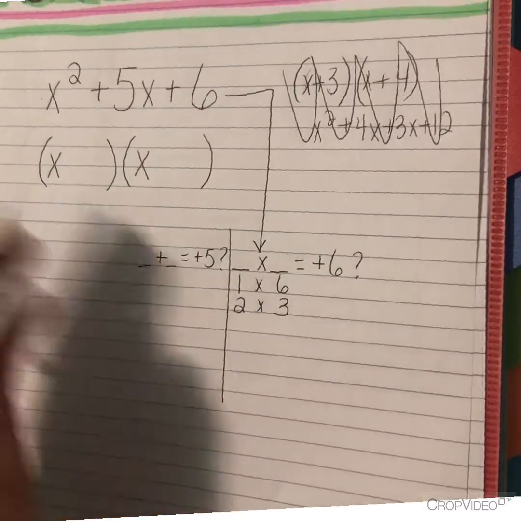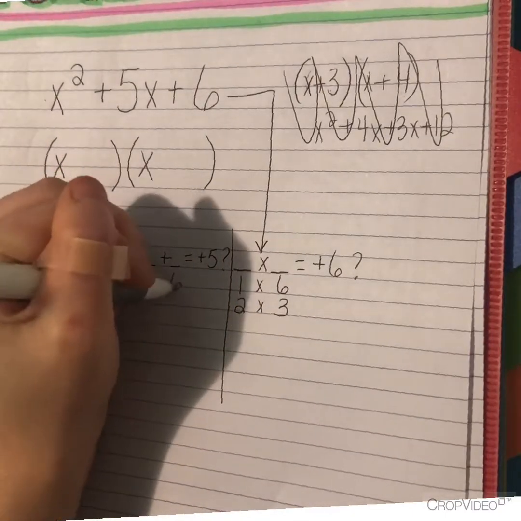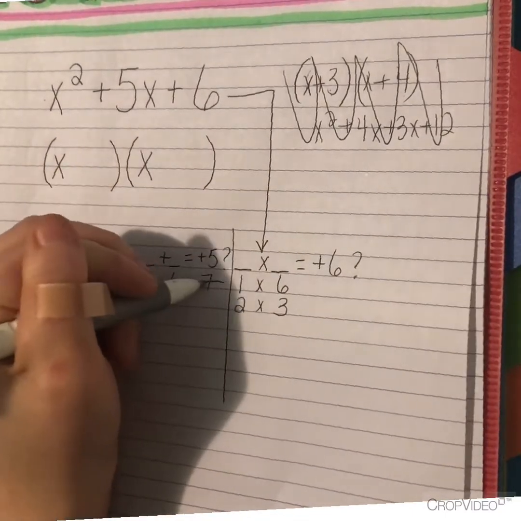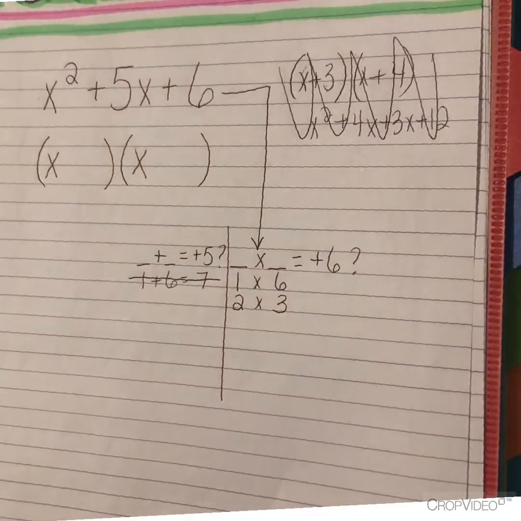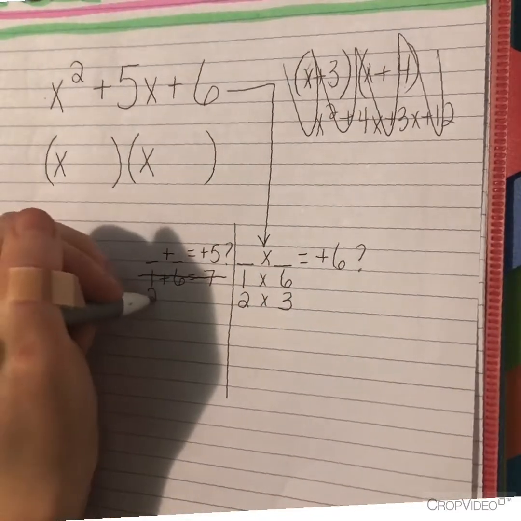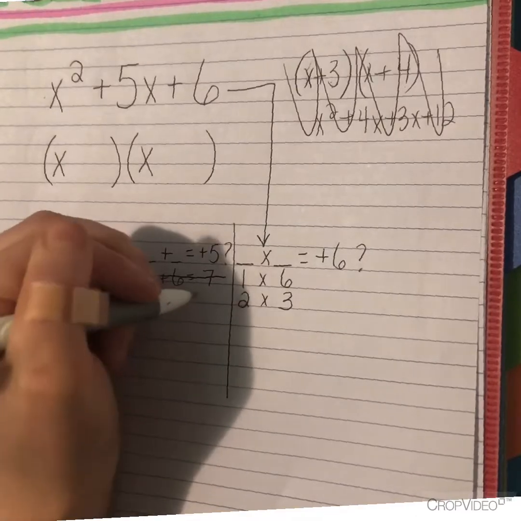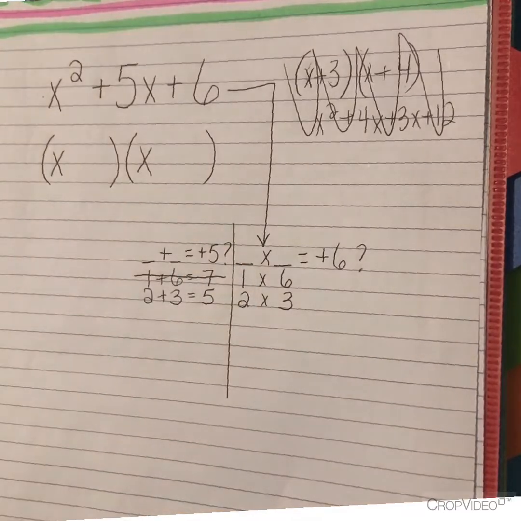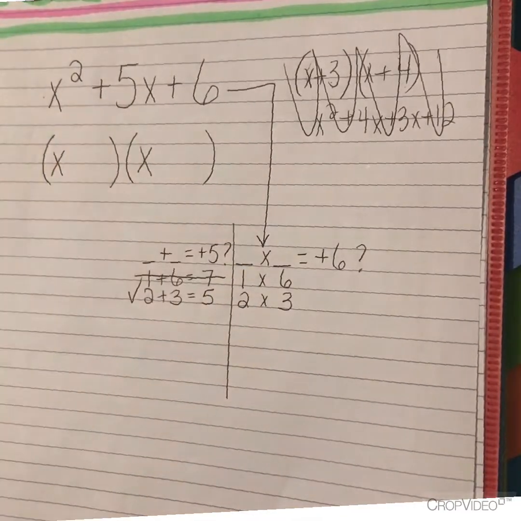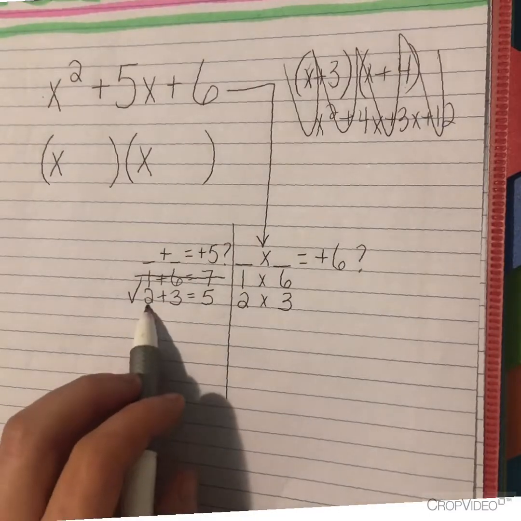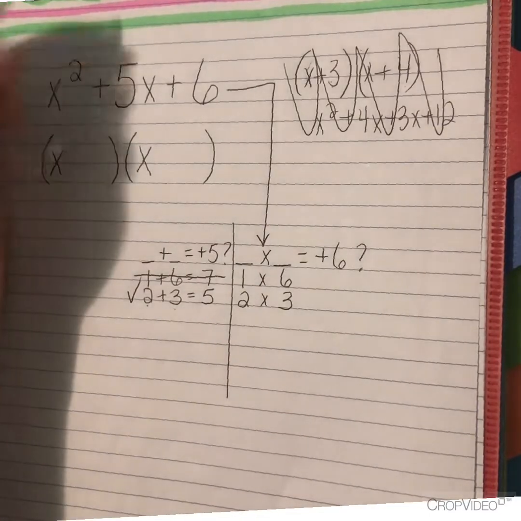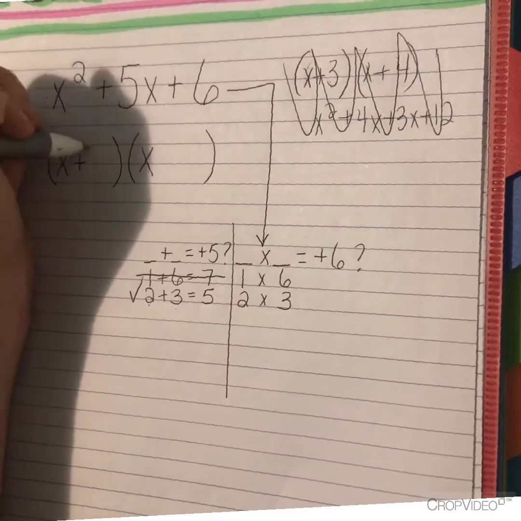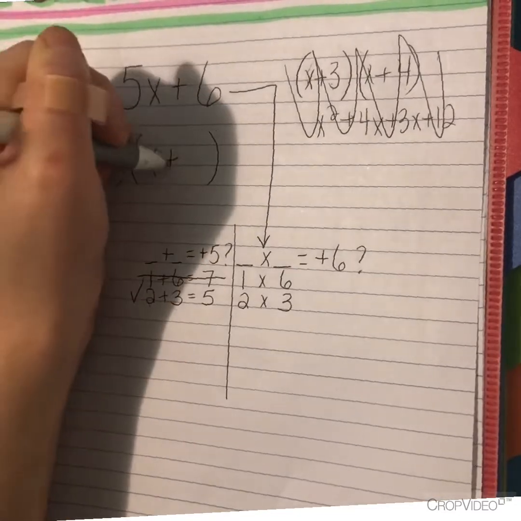1 plus 6 is 7. So I know that's wrong. That did not give us our positive 5. 2 plus 3, on the other hand, does give us a positive 5. So we know that that is our answer. And all we have to do is plug in a positive 2 and a positive 3 into our equation. Positive 2, positive 3.